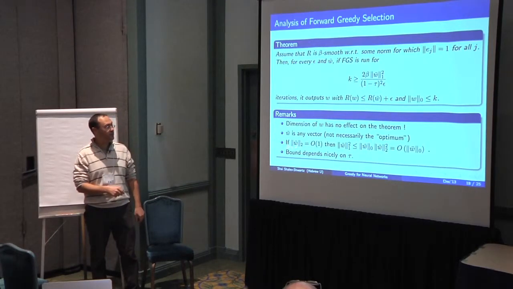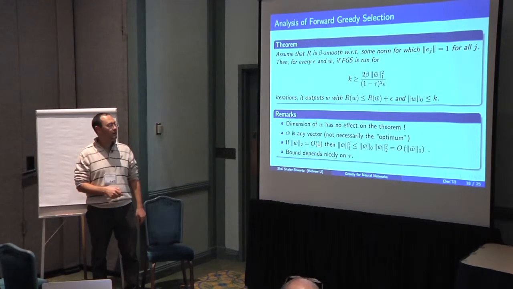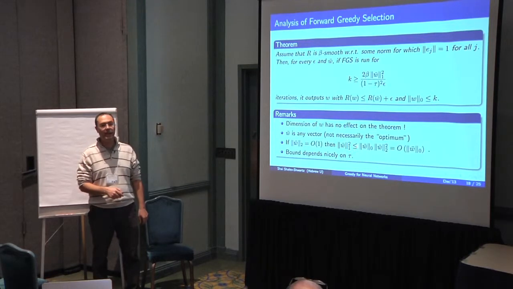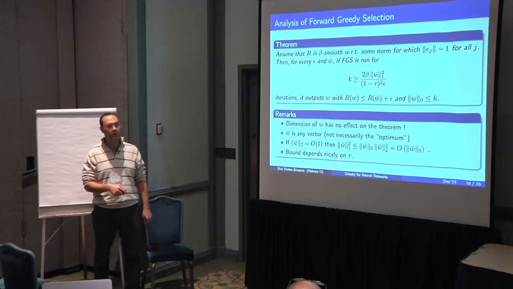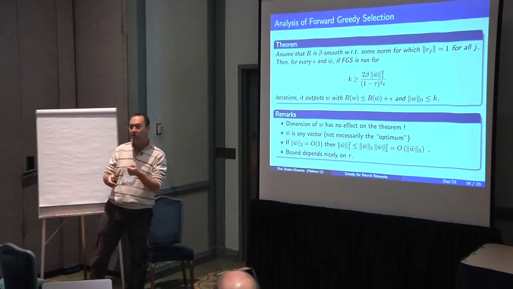Another observation is that if the L2 norm of W bar is O(1), then you can easily see that the squared L1 norm is of order the sparsity of W bar. Remember that in neural networks, we restrict the L2 norm of W bar. It translates to a nice relation between the squared L1 norm and the L0 norm. And the bound also nicely depends on the approximation parameter tau of finding the largest element of the gradient.